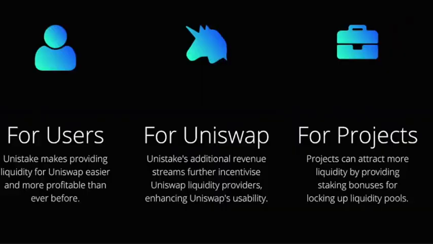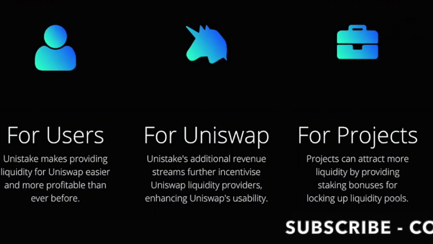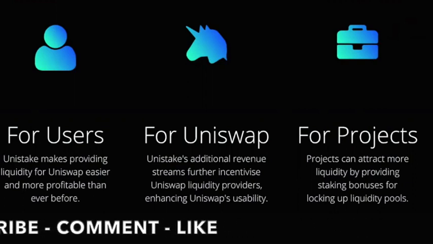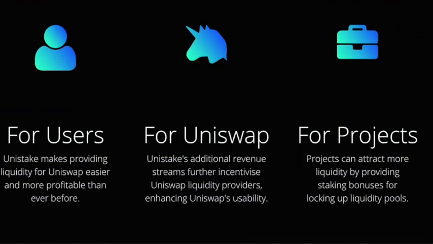Now, with the Unistake model, everybody benefits. For users like myself or others, Unistake makes providing your liquidity for Uniswap a whole lot easier and even more profitable than before, because you don't lose out on the staking opportunity and because Unistake addresses problems of impermanent loss. Now, Uniswap benefits because Unistake's additional revenue stream provides further incentive to liquidity providers, which enhances Uniswap's usability. And then the projects benefit because they can attract more liquidity by providing staking bonuses for locking up liquidity pools. So this works even for tokens that don't have staking.